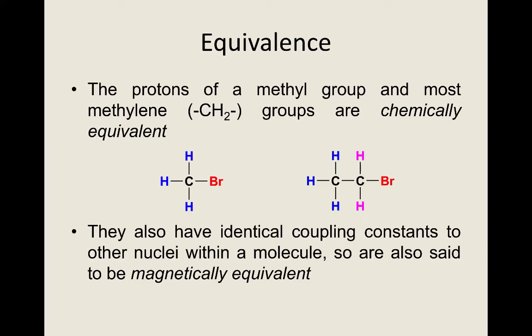Chemical equivalence depends on the location and relationship of atoms to other atoms in the molecule, whereas magnetic equivalence depends on whether nuclei couple to other nuclei in the same or different ways.